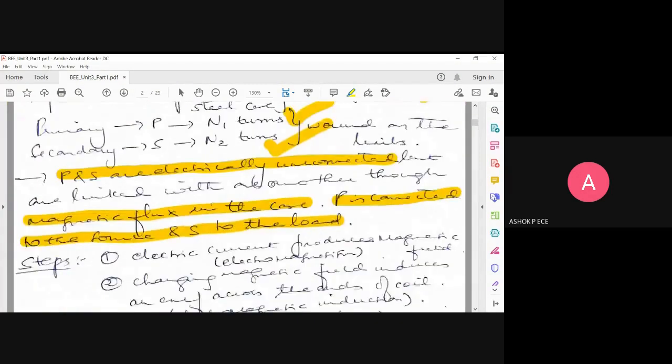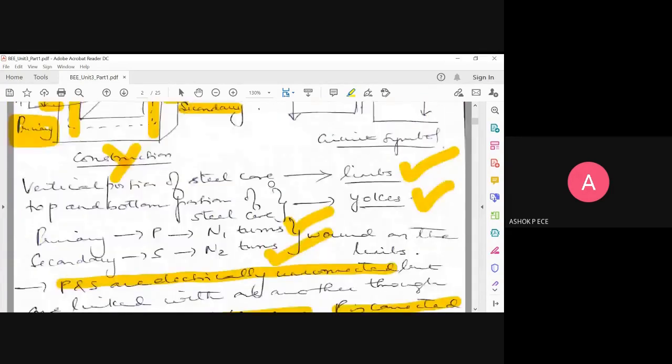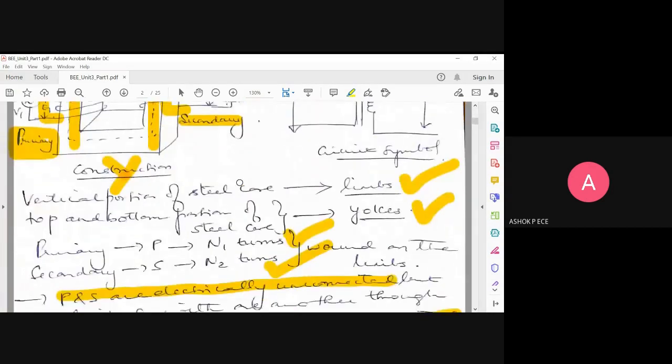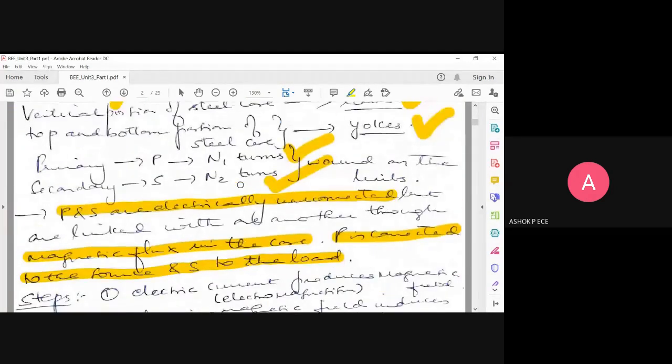Any doubts so far on the equivalent circuit and construction of the transformer? Again, these are completely theory portions. Unless you get it clarified, you will never understand these transformer concepts easily. So any doubt, please ask immediately. Any doubt so far on the construction of the transformer?